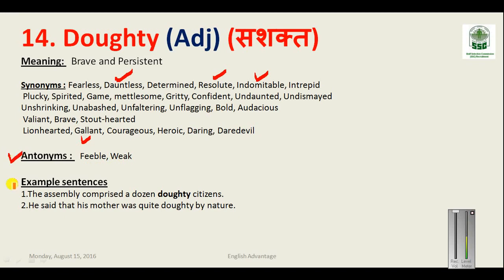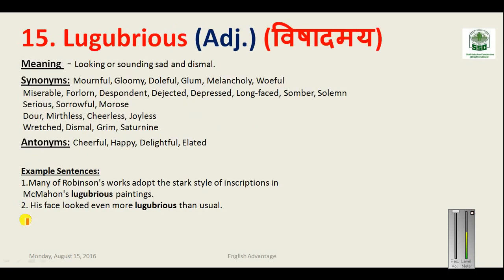Now let us look at the example sentences. The assembly comprised a dozen doughty citizens. He said that his mother was quite doughty by nature. Now let us look at this word, lugubrious.